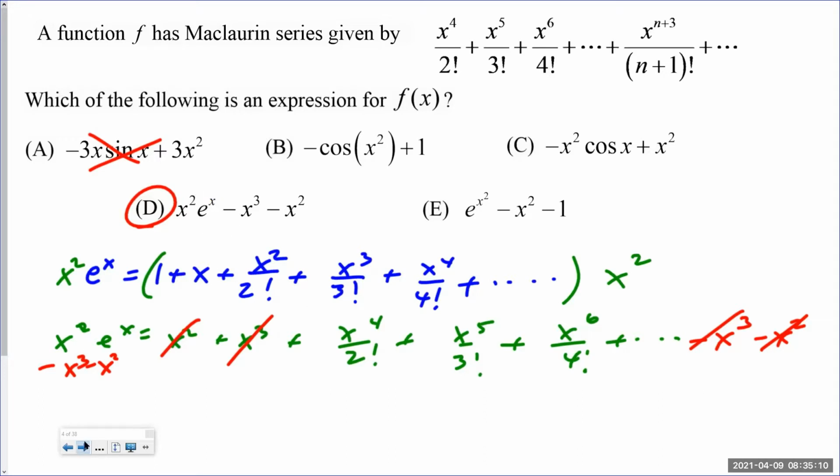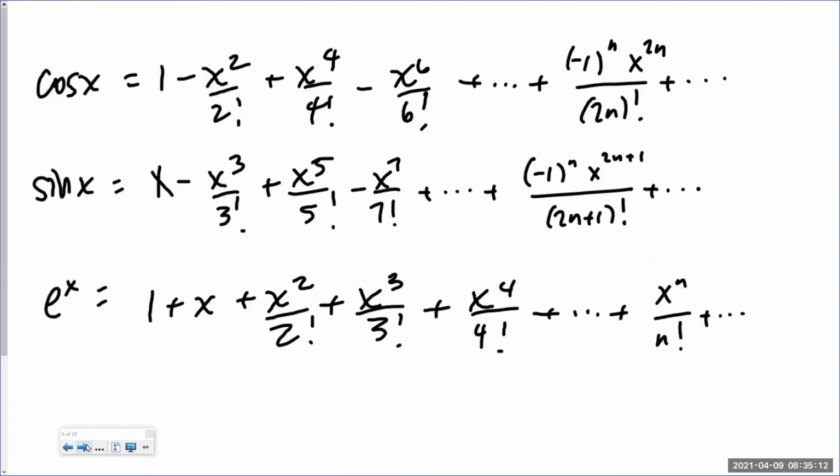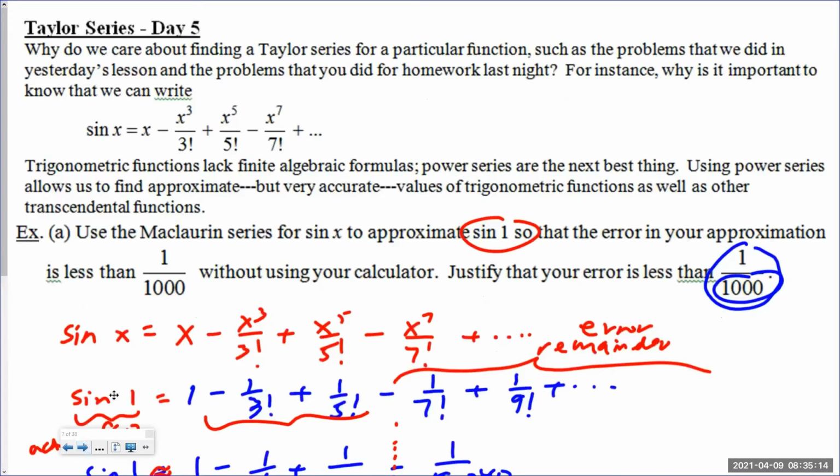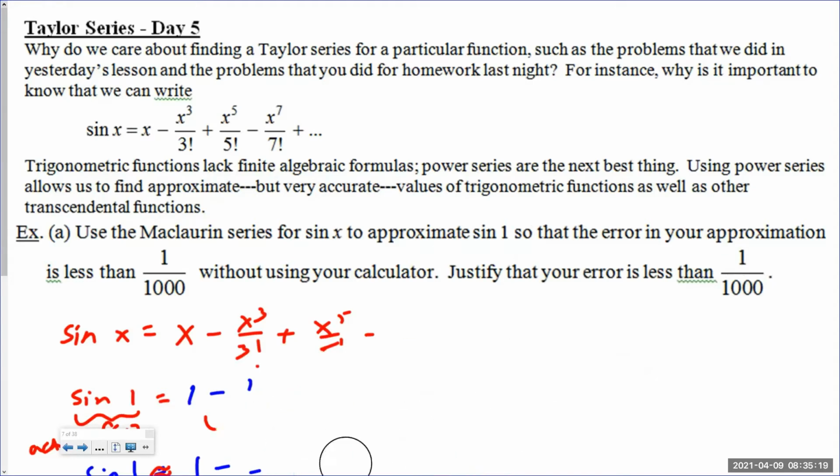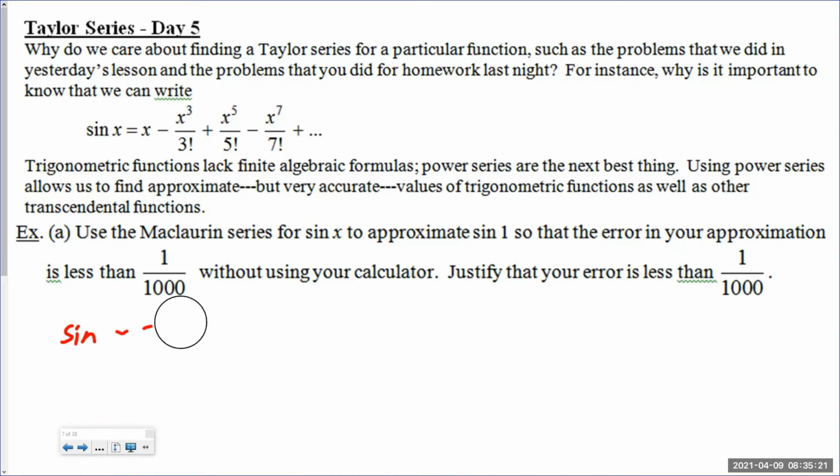Okay, let's look at another problem. Let's look at this right here. What we're going to do today is talk about that. Since sine x is actually an alternating series, we can use the alternating series remainder theorem. The AP test will combine Taylor series with the alternating series remainder theorem, which we learned in the last unit. So let's talk about how it does that.